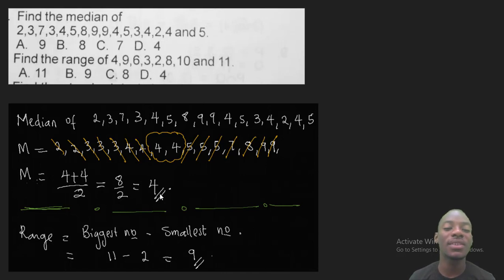Then for the one below that says find the range, how do you find the range? Range means the biggest number minus the smallest number.